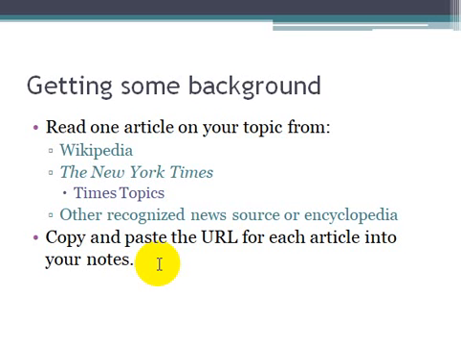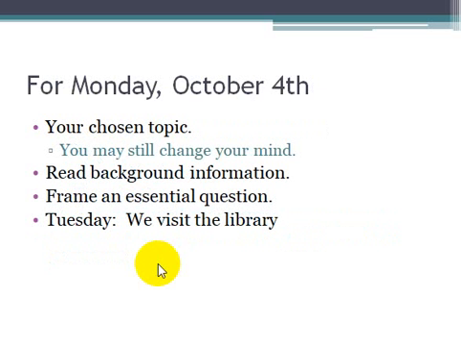Now, read one article on your topic, for example, from Wikipedia, Britannica, the New York Times, Times Topics, and so on and so forth, okay? Some background. Now, copy and paste the URL, the link, for each article into your notes. This is very important, just like taking from sources. Now here, for Monday, October 4th.